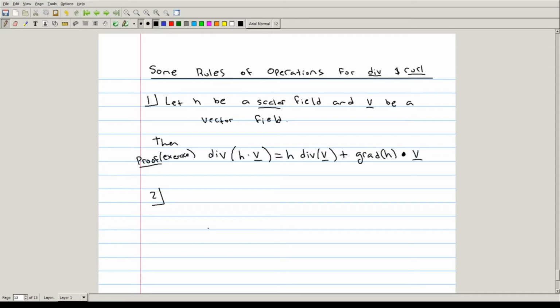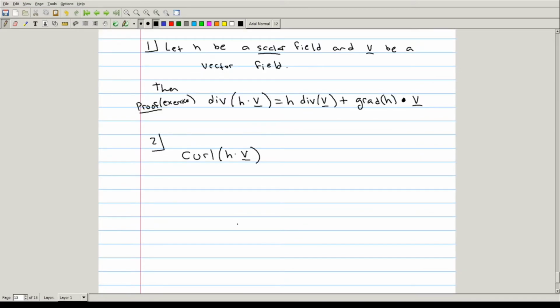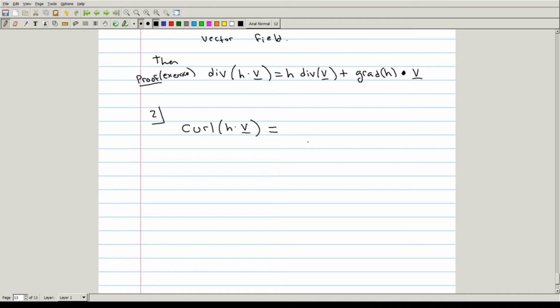So a second important property you could consider, with the exact same notation as before, the curl of H times V. There should be no surprise here that sure enough the curl of H times V is going to be H times the curl of V plus the gradient of H cross product with V. Now I'll quickly go over the proof of this.